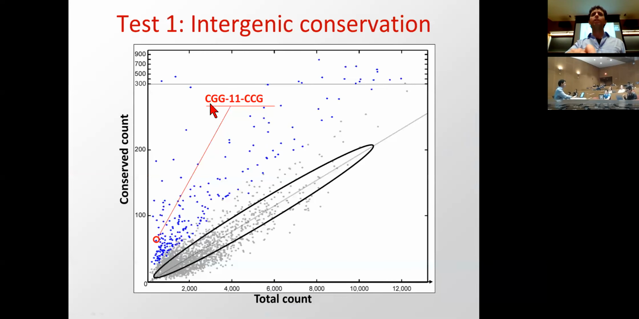I'm just simply counting how many times CGG, spaced by 11 nucleotides from CCG, occurs in the yeast genome. And I find that it occurs about 300 times, of which about 50 are conserved.